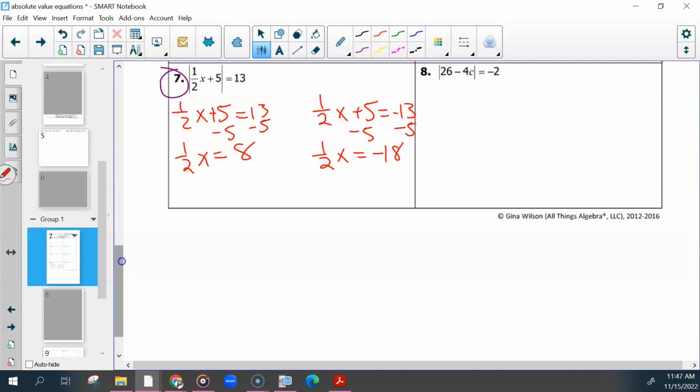Multiplying by the reciprocal here might help you a lot instead of dividing everything by fractions. So if I take this and I flip it, that would be 2 over 1. So I'm multiplying both sides by 2. So negative 36 and 16 would be your final answers.